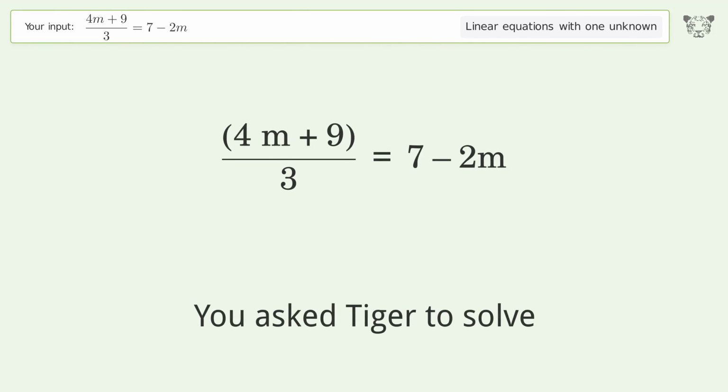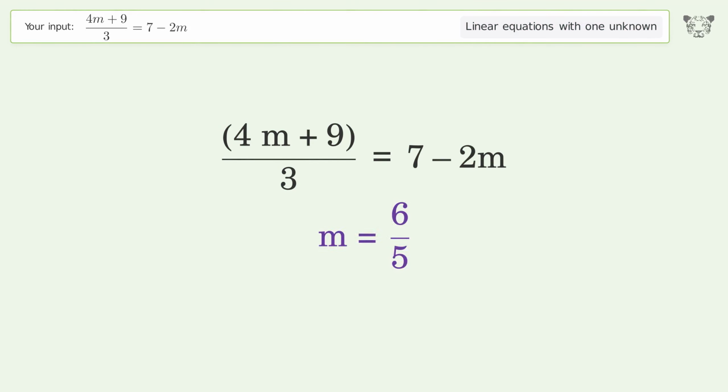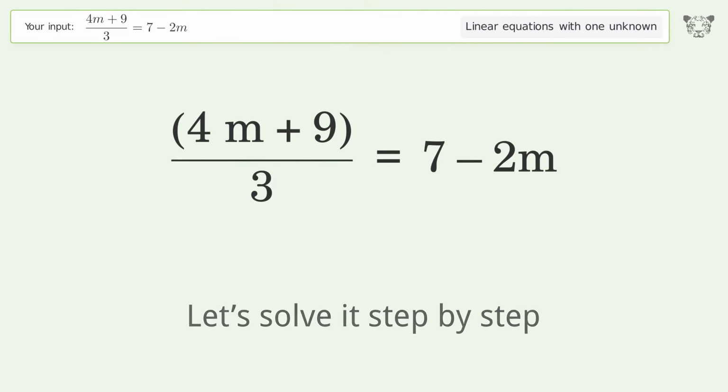You ask Tiger to solve this. This deals with linear equations with one unknown. The final result is m equals 6/5. Let's solve it step by step.